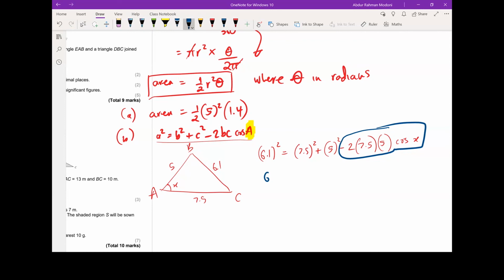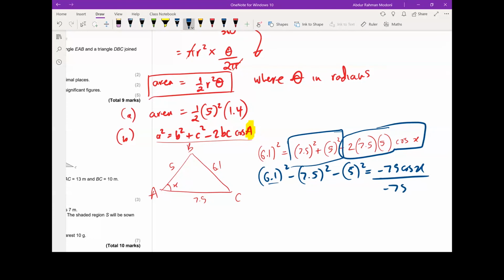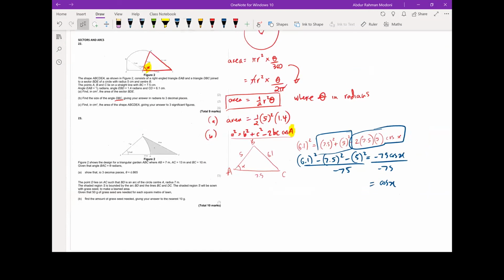So really what you would do is you'd do 6.1 squared. You can add these two up, that's fine. I would just minus the 5 squared, which is equal to minus 2 lots of all of that. So that's minus 2 times 7.5 times 5, which is minus 75 cos x. So this is one term in its own. And so then to get rid of the minus 75, you would divide both sides by minus 75 to get cos x. And then you can work out what x is. So just be careful with things like that.